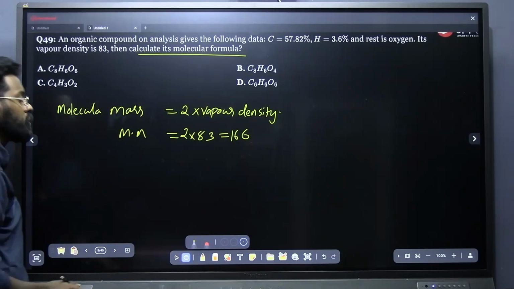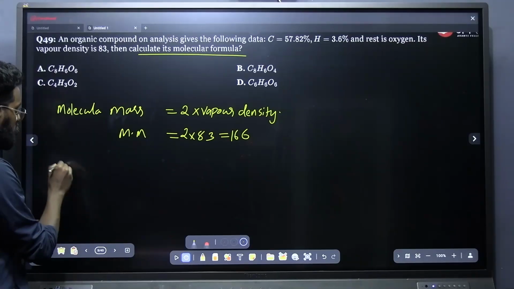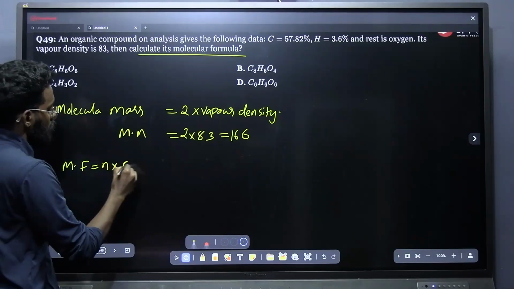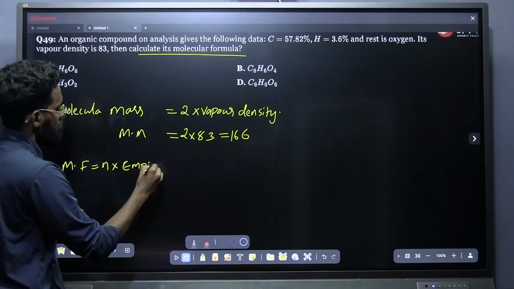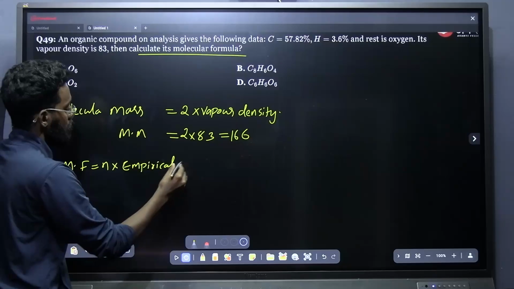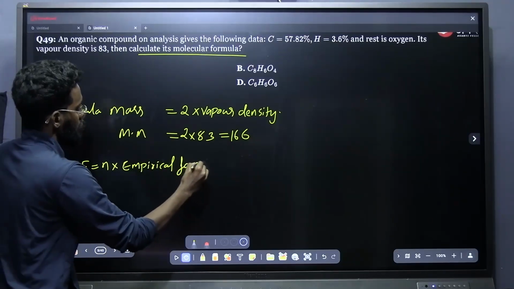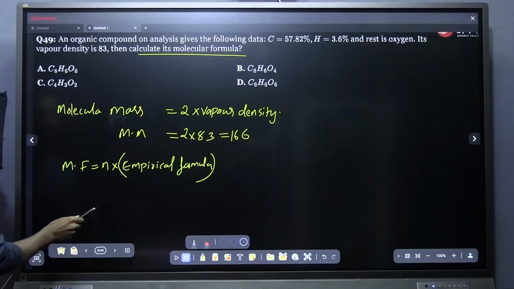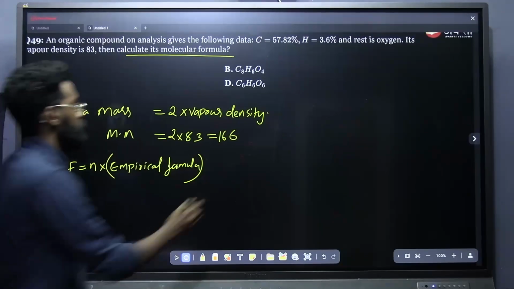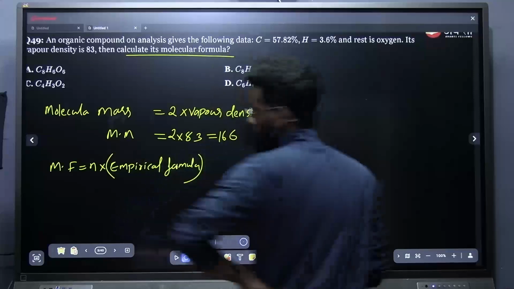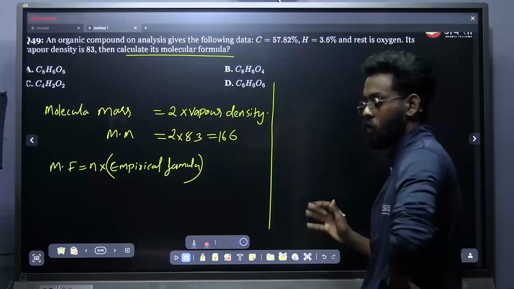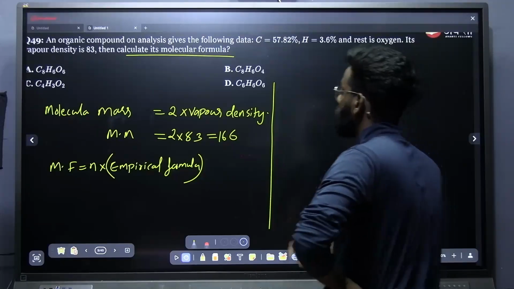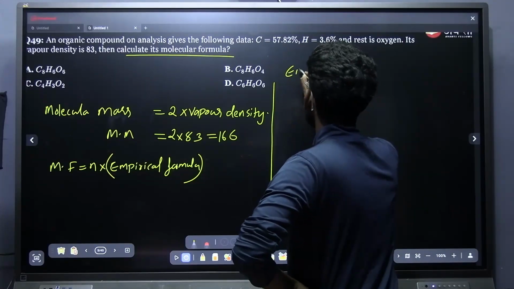How can we find out the molecular formula? Molecular formula is equal to N into empirical formula, right? This is how we will be finding out the molecular formula. So how can we find out the empirical formula? For empirical formula, we have a set of rules. Hope all of you know this one. We already discussed this in the mole concept chapter. Okay, how can we find out the empirical formula?